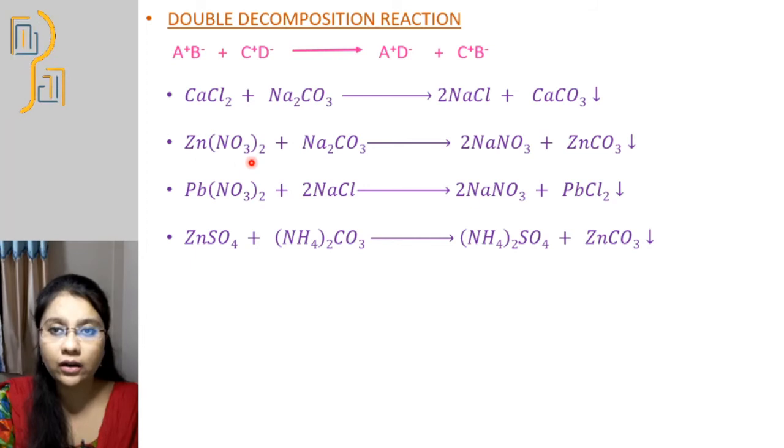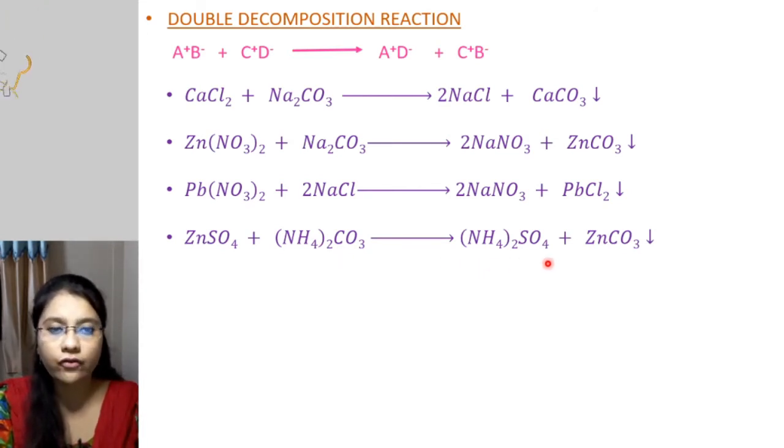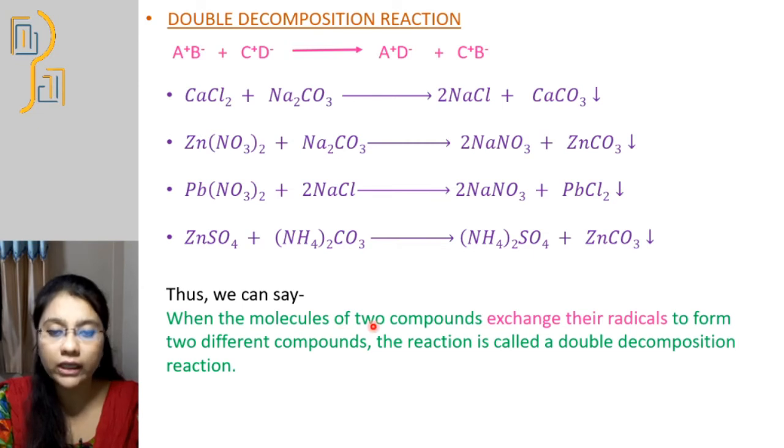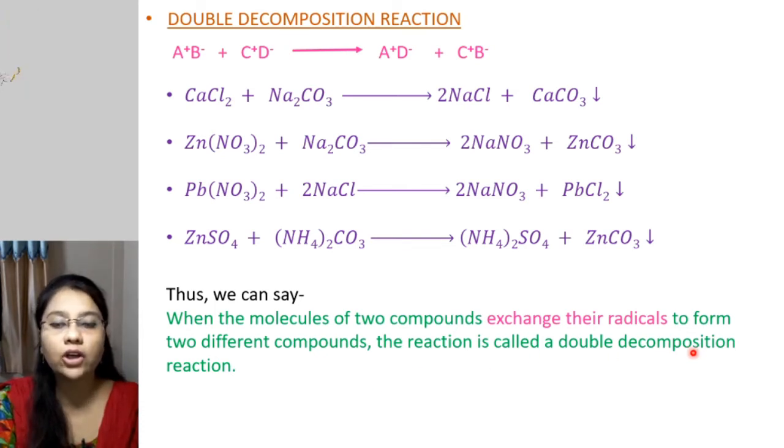Similarly, Zn(NO3)2 plus Na2CO3 reacts to form NaNO3 plus ZnCO3. Here also you can observe zinc is going with carbonate and sodium is going with nitrate. Hence there is complete exchange of radicals. Similarly, Pb(NO3)2 plus 2NaCl will give NaNO3 plus PbCl2, and ZnSO4 plus (NH4)2CO3 gives (NH4)2SO4 plus ZnCO3. So you can see zinc is going with carbonate and ammonium ion is going with sulfate, forming ammonium sulfate. So we can say when the molecules of two compounds exchange their radicals to form two different compounds, the reaction is called a double decomposition reaction.